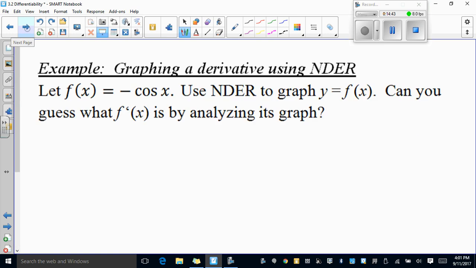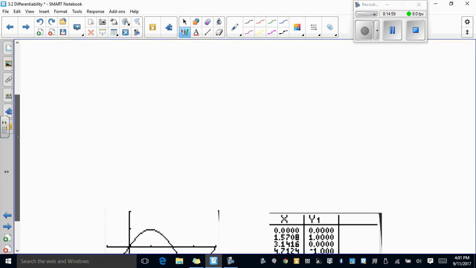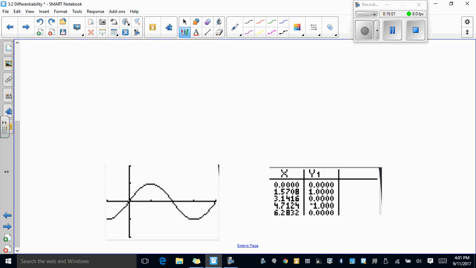Okay, so let's look at this one. Oh, this time they gave you cosine. So now you guys know what you're doing. You're going into y equals, alpha window, yada, yada, yada. And on this one, when you graph it, you're getting this curve. Now this is 0 and this is 2 pi. I'm going to let you guys know that right now. This is 0, this is 2 pi.